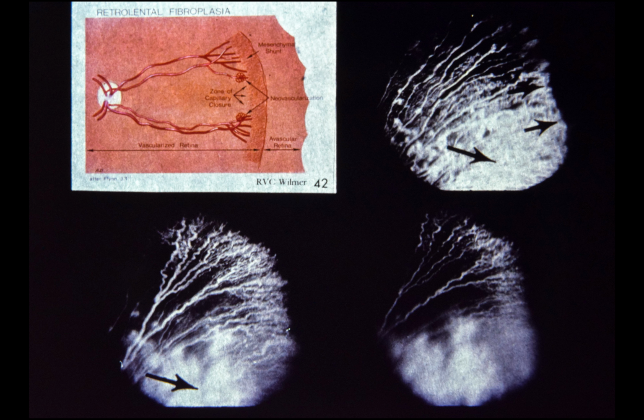Lower left, 16 seconds later in dye transit, note very minimal leakage from border of mesenchymal shunt vessels. Arrow indicates prominent leakage from intravitreal neovascularization. Lower right, 13 seconds after photograph on lower left, note further dye leakage from intravitreal neovascularization and slight increase in leakage from mesenchymal shunt vessels.